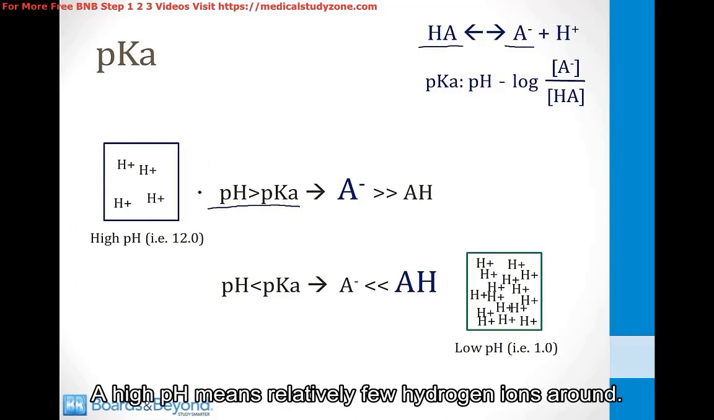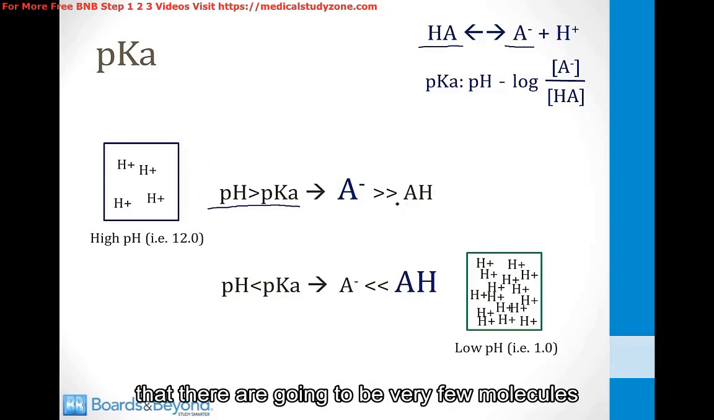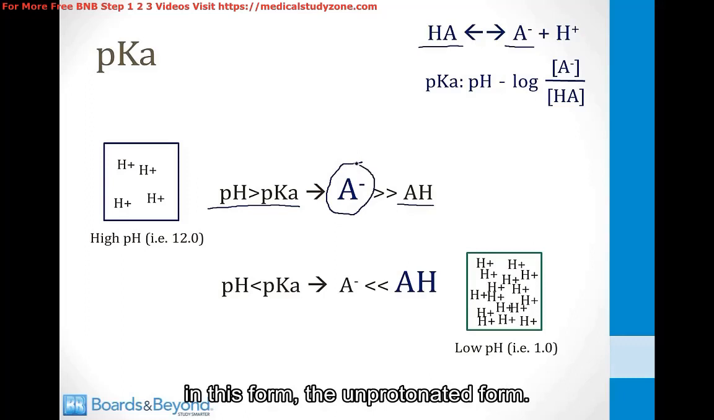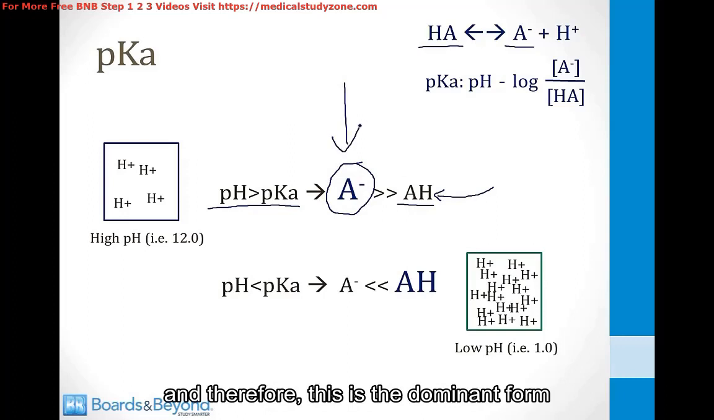A high pH means relatively few hydrogen ions around. And when there are few hydrogen ions around, you can imagine that there are going to be very few molecules to bind to the acid. Therefore, you're going to predominantly find the acid in this form, the unprotonated form. There just aren't many H pluses around to go and bind to the acid, and therefore this is the dominant form when the pH is higher than the pKa.